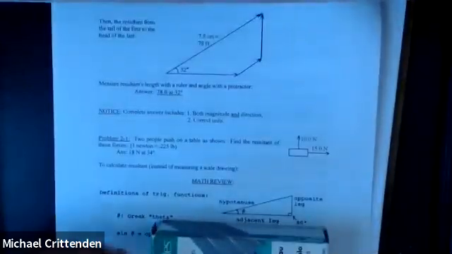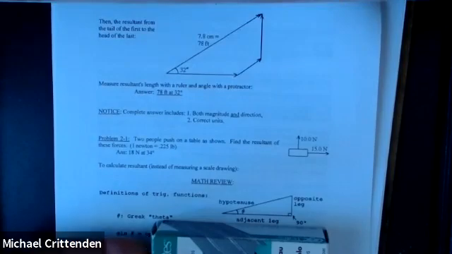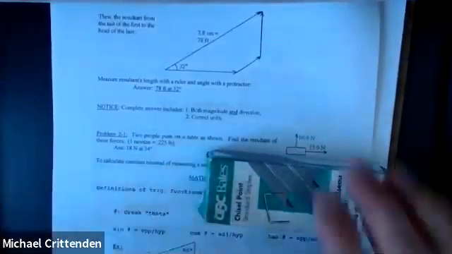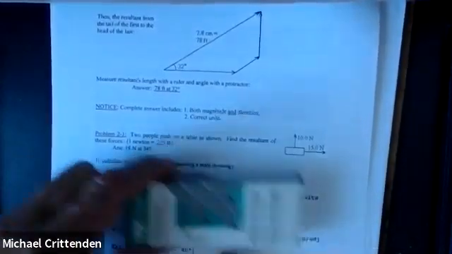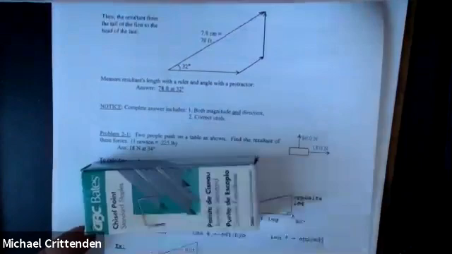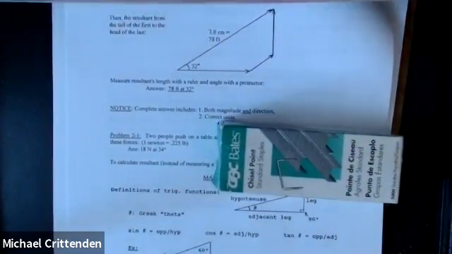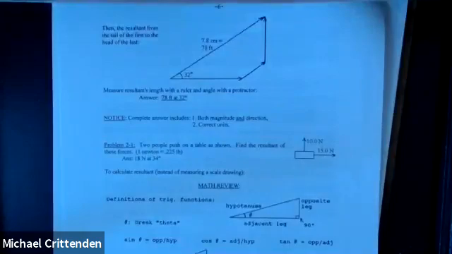At the same time, somebody else is pushing it in this direction with a force of 15 pounds. So two forces acting at once. And the question is, what one single force pushing sort of in that direction would have the same effect on the box as these two acting together? What one force is equivalent to those two acting together?